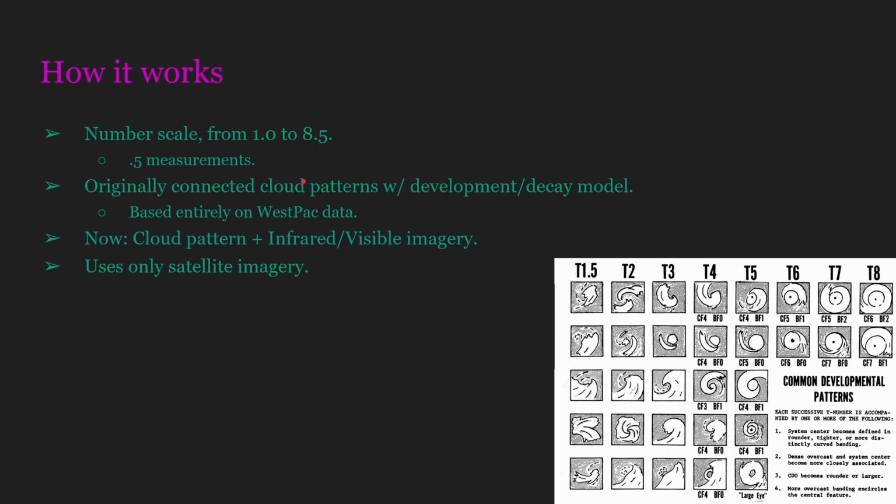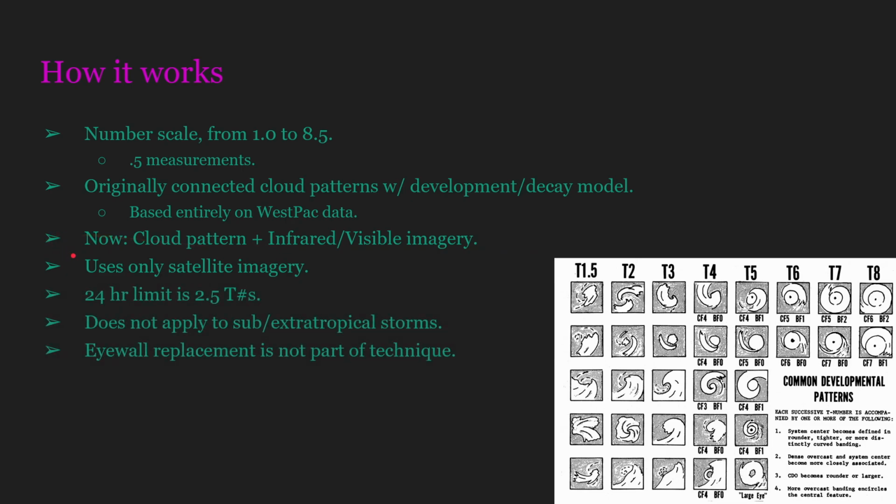So nowadays it has evolved to use cloud patterns, not ground. We're talking about clouds. Use cloud patterns as well as infrared and visible satellite imagery. Obviously, it was using visible imagery as well at its very beginning, but we also now have infrared imagery on satellites, which is super cool. This is going to be repeated pretty often. The Dvorak technique uses only satellite imagery, which is really cool.